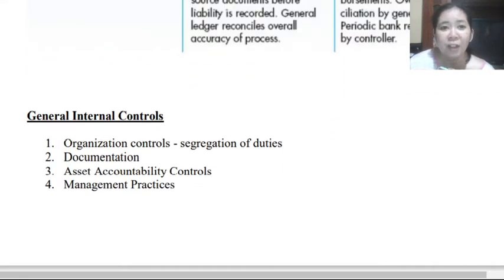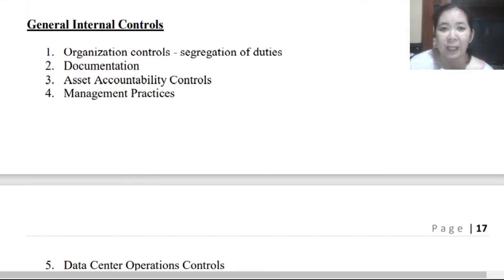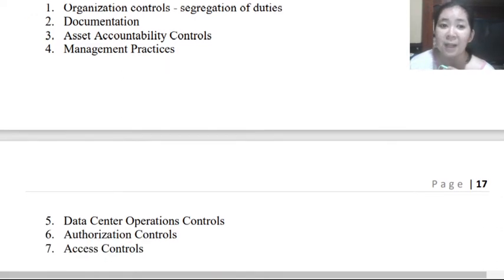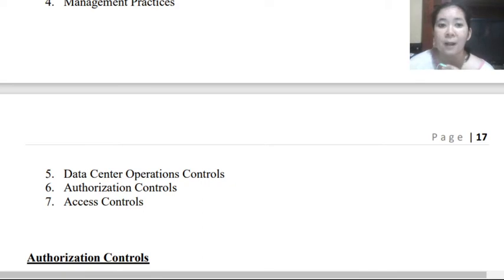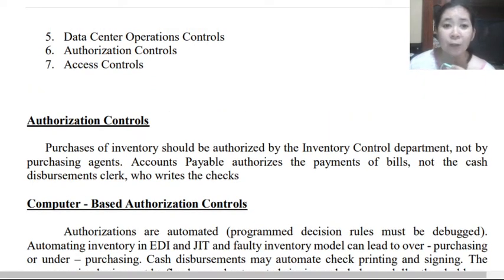Okay, for the general internal controls, this is the same as what we have mentioned. In this case, it will include the organizational controls, meaning there should be segregation of duties, documentation, asset accountability controls, management practices, data center operation, authorization, and access controls, respectively. For the authorization controls, purchases of inventory should be authorized by the inventory control department and not by any purchasing agents. Please take note of that.